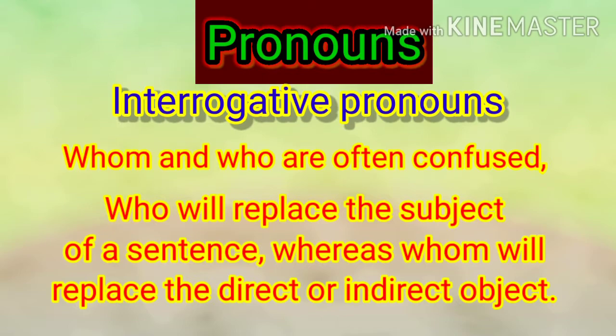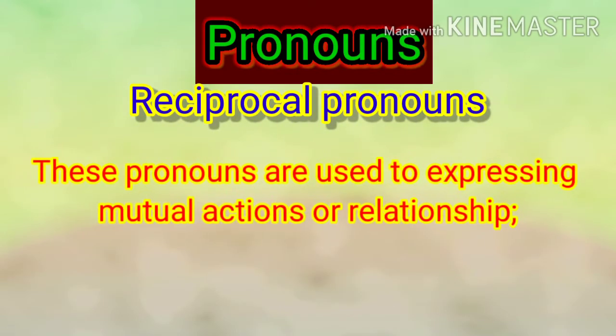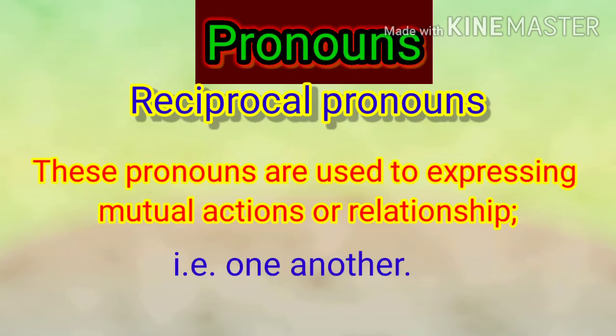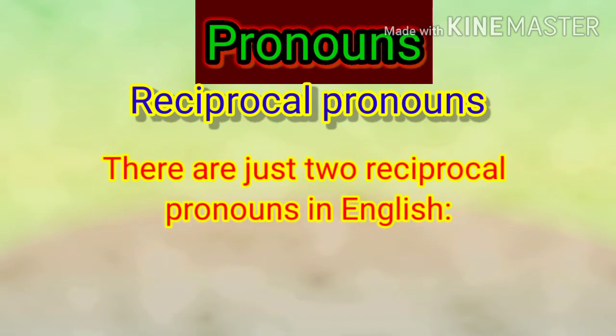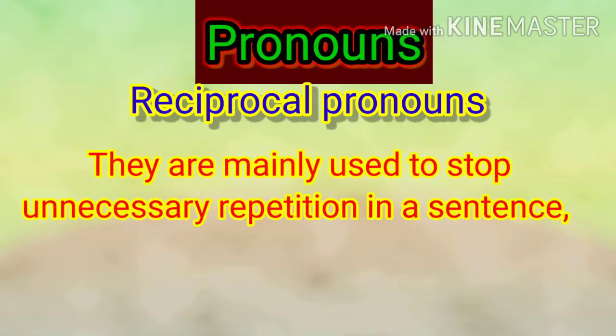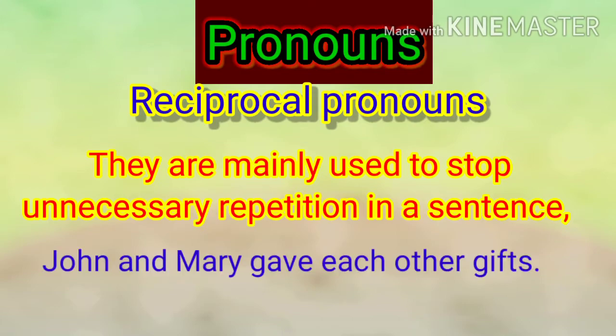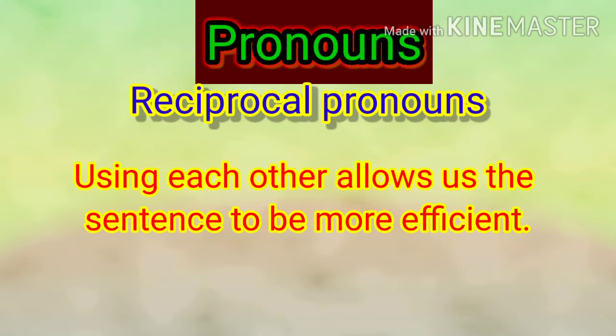Next and last type is reciprocal pronouns. These pronouns are used to express mutual actions or relationships, that is, one another. There are just 2 reciprocal pronouns in English, one another and each other. They are mainly used to stop unnecessary repetition in a sentence. John and Mary gave each other gifts. Using each other allows the sentence to be more efficient.